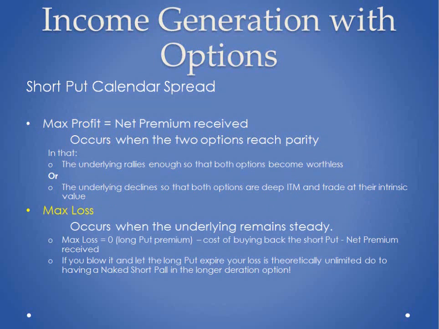And the max loss is going to occur when the underlying remains steady. The max loss is the long put premium minus the cost of buying back the short put minus the net premium received. Remember, we have to say the cost of buying back the short put because we don't ever really know how vega has affected the premium in that long duration contract. But if you blow it, like I mentioned earlier, and you let the put expire, your loss is theoretically unlimited, or that it can go to zero.